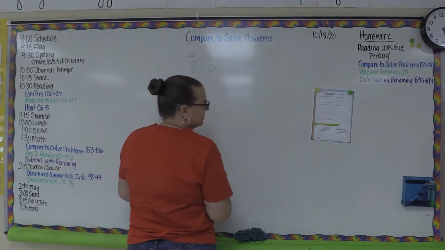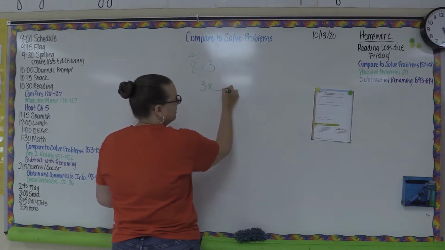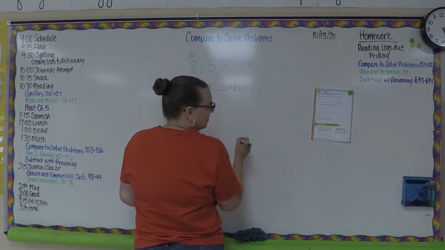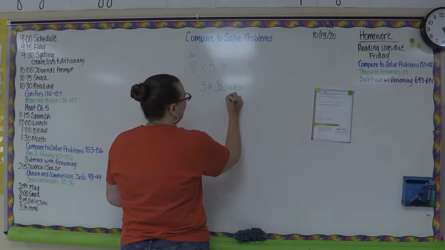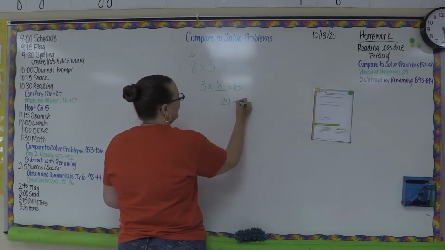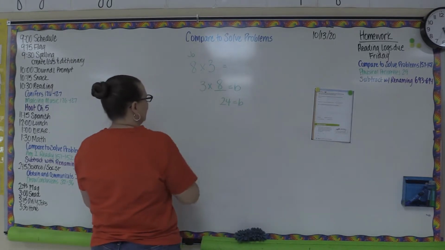Let's go ahead and solve this problem. That would be 3 times something is equal to the beads. Well, we're going to be making sure that we multiply by 8 because that's how many Joe had. So we know that 3 times 8 is 24. So that is how many beads Sue had, because Joe had 8, right?